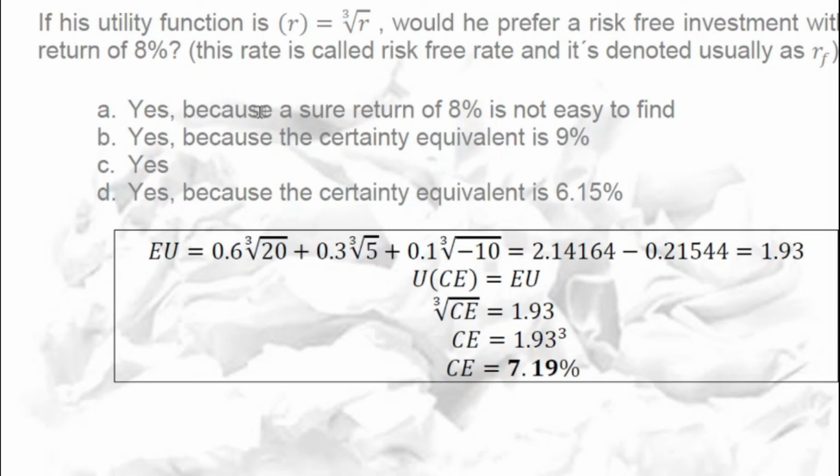Mikkel has the opportunity of having a sure return of 8%. This is higher than the certainty equivalent, so Mikkel should accept the risk-free investment of 8%. So the correct answer is Z. Well, let's take a little break and we will continue with the second part of this sixth test.